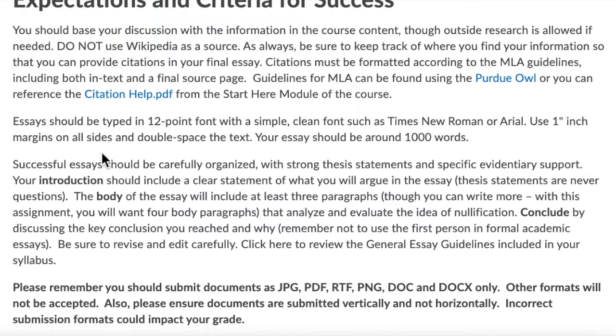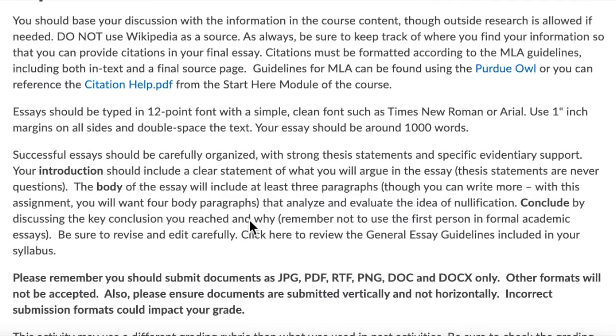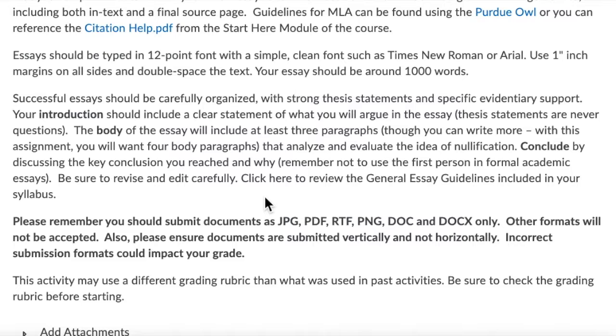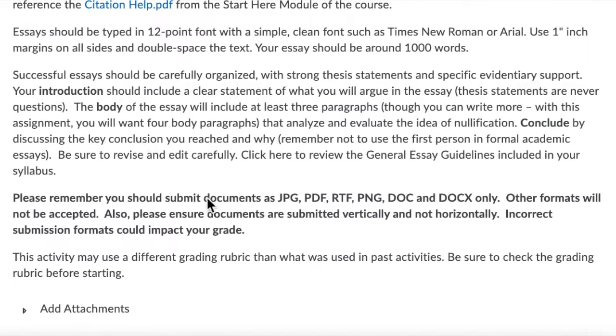All right, essays should be typed in 12-point font, Times New Roman or Arial. Use 1-inch margin on all sides, and your essay should be around 1,000 words. So this is really helpful information for you. If you do these things, you should get a good grade. Make sure you follow the instructions. That's not too much to ask, and in fact, this is kind of like a map towards how to get an A. And so you should look at these instructions as a gold mine in terms of your grade.